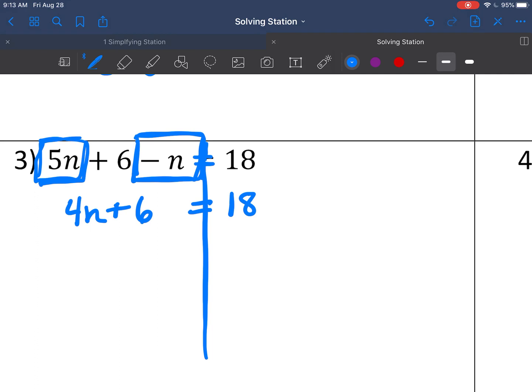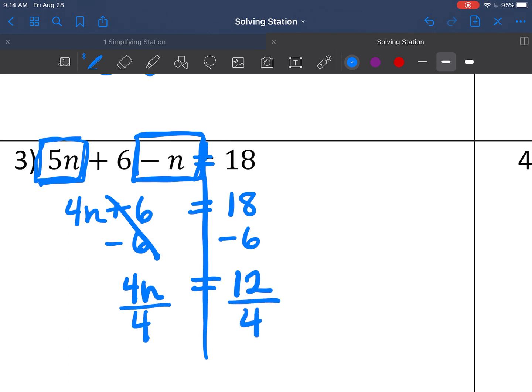Now we're back to what we were doing on the other two. We are ready to isolate the n, so leave the 4 alone, he's attached. We have to take care of this 6. So we want to get rid of the 6 now, and we are subtracting it from both sides. This is the step where we want to do inverse operations. That leaves us with 4n because 6 minus 6 is 0. And then 18 minus 6 would leave us with a 12.